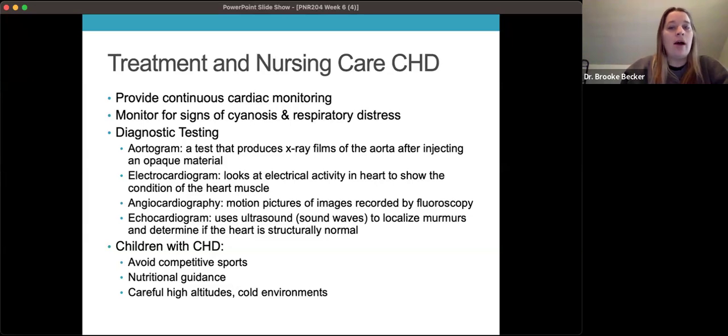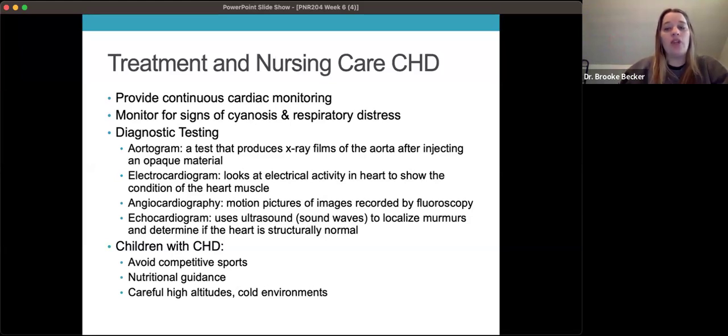An aortogram is a test where they use x-rays to look at the aorta after they inject it with a dye. Okay, so that looks at the function of the aorta. An electrocardiogram, or EKG or ECG, looks at the electrical function of the heart. It shows you the condition of the heart muscle and when it's pumping.